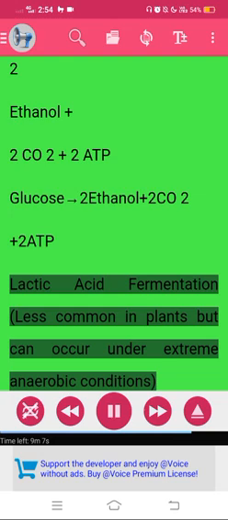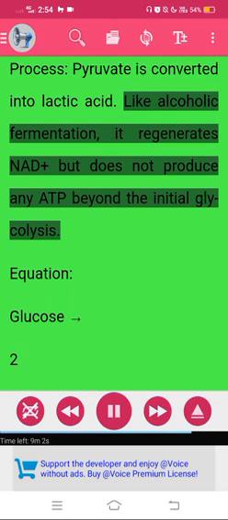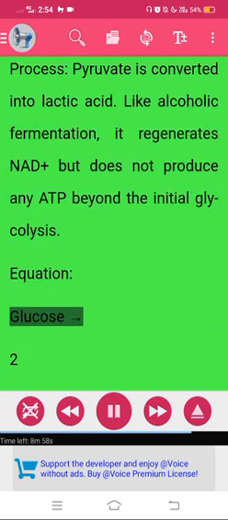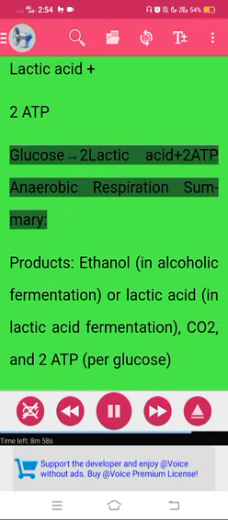Lactic acid fermentation, less common in plants but can occur under extreme anaerobic conditions. Process: pyruvate is converted into lactic acid. Like alcoholic fermentation, it regenerates NAD+ but does not produce any ATP beyond the initial glycolysis. Equation: glucose → 2 lactic acid + 2 ATP.